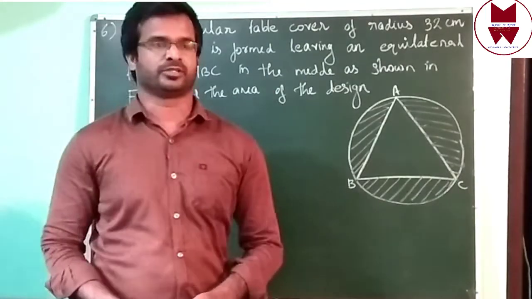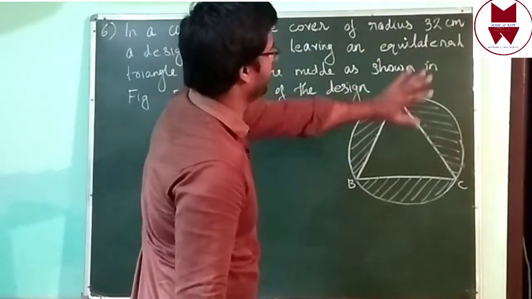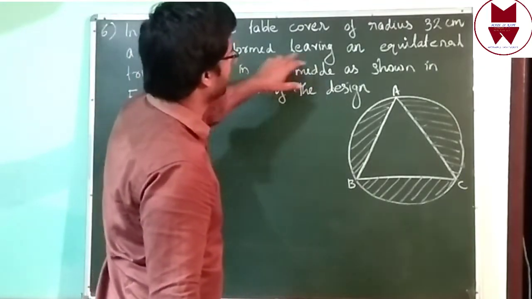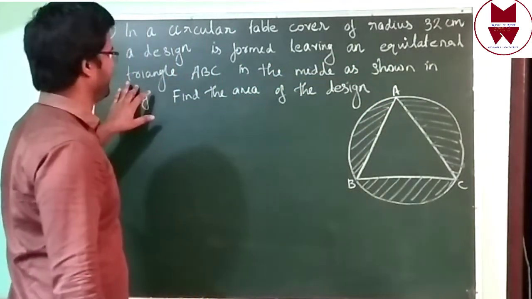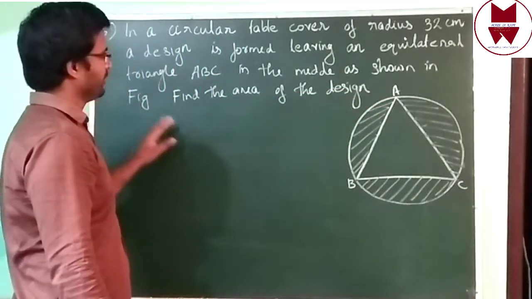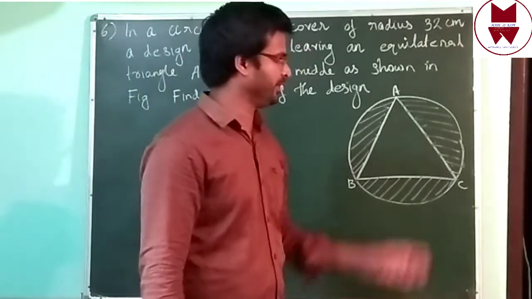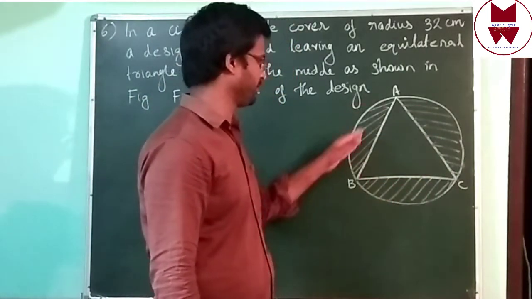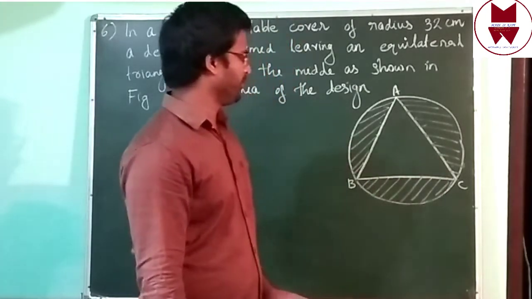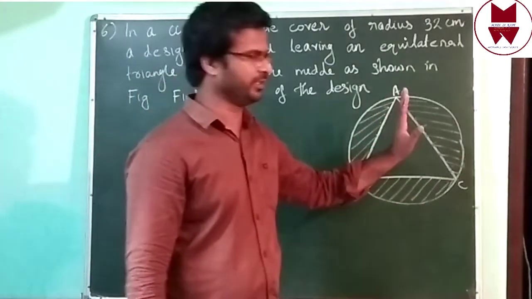Now we can see question number 6. In a circular table cover of radius 32 centimeter, a design is formed leaving an equilateral triangle ABC in the middle as shown in the figure. Find the area of this design. We have to find the area of this shaded region. Actually, the design only, the area of that design we have to find. They have already given ABC is an equilateral triangle. All sides are equal.